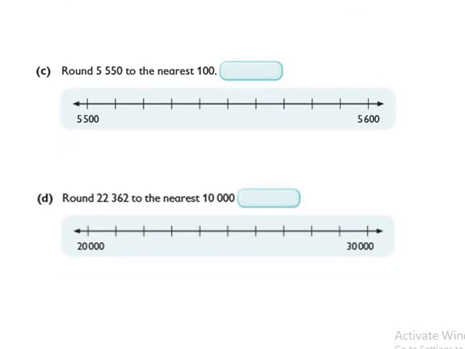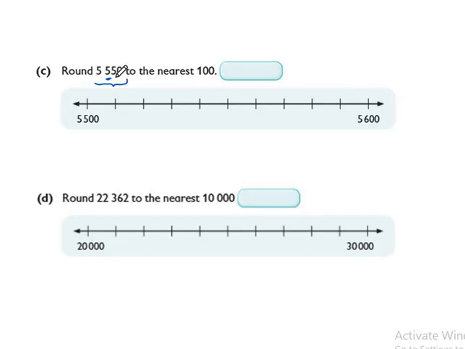Round 5550 to the nearest 100. When you look at the number in the hundreds place, it is 500. So you need to check whether you need to round it to 500 or 600. When you look at the number, it is 5550. So you need to check whether it can be rounded to 5500 or 5600.